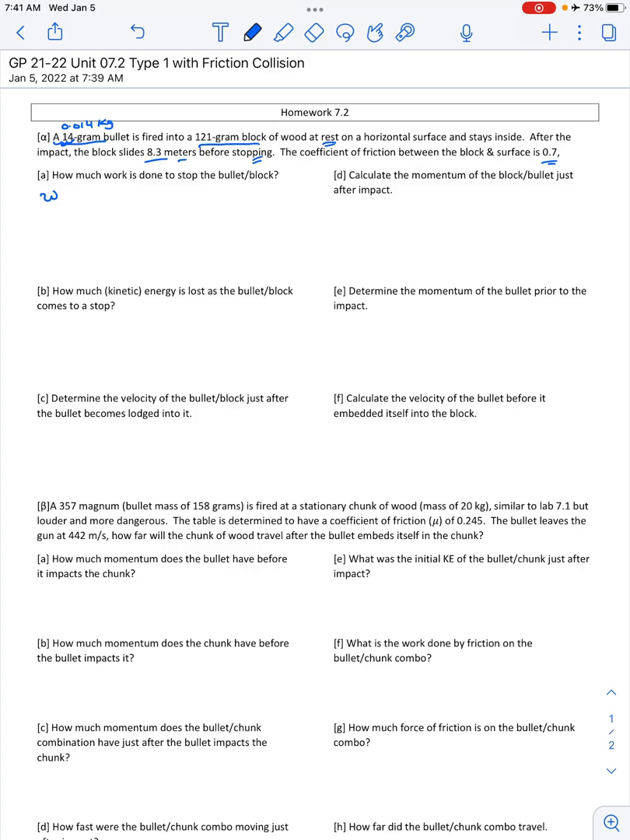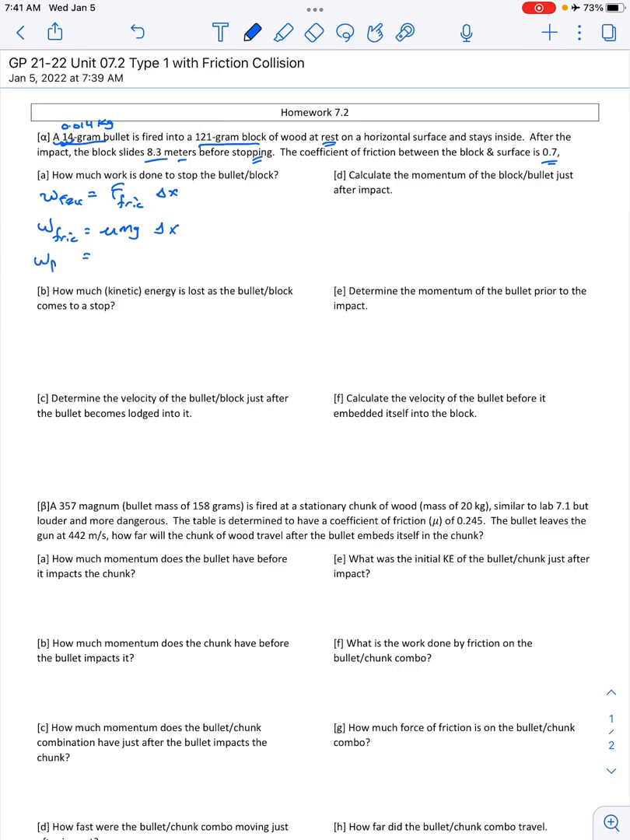Remember now, here, the work is basically going to be from friction, okay? So let me actually annotate that. So this is going to be from friction. That just means we need the force of friction times delta x. How far did it go?